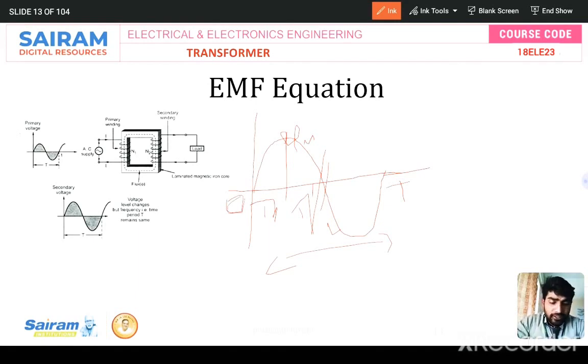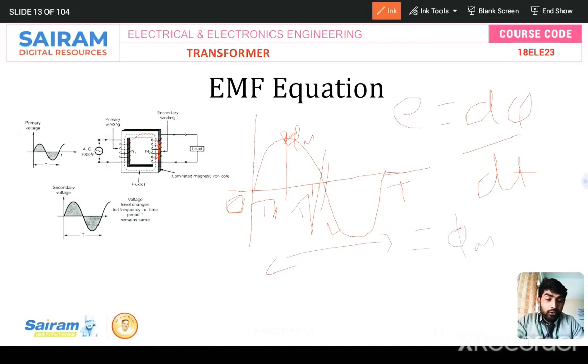So the principle of transformer is Faraday's laws of electromagnetic induction, right? When a conductor cuts the magnetic field, EMF is induced. This flux will be cut by this conductor, EMF is induced, and also the rate of change of flux linkage is directly proportional to induced EMF, right? E is equal to d phi by dt. What about d phi here? I'll just consider T by 4th of the cycle, maximum flux here. D phi is the change in flux from initial value to final value. Initial value is 0 and maximum value is phi m. So d phi is phi m, okay?